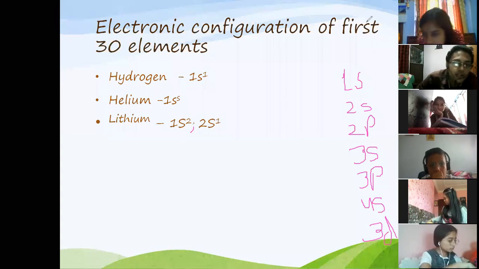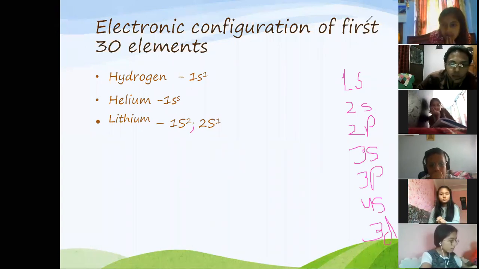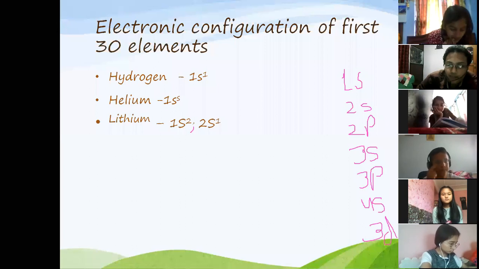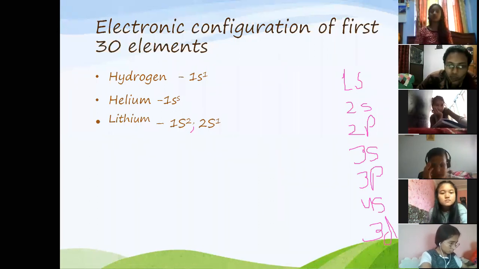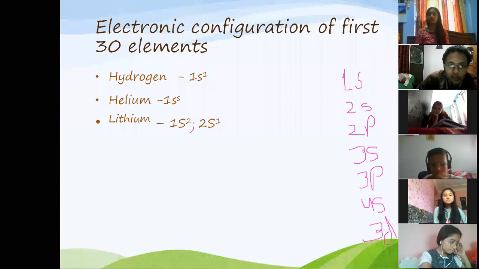Okay, that's easy. 1s2, 2s2, right? 1s2, 2s2 is the correct answer, and many students have not shown. I don't know what they are doing there. This should be easy to understand now.